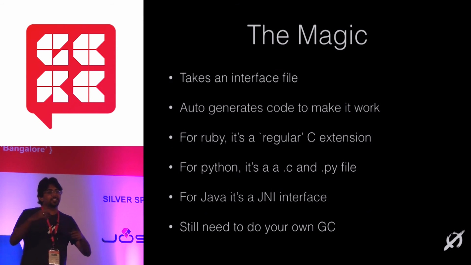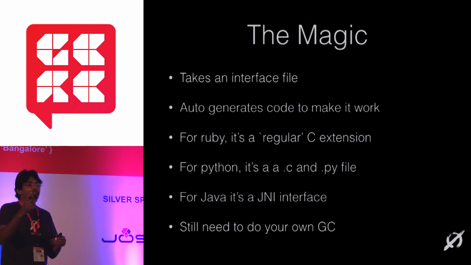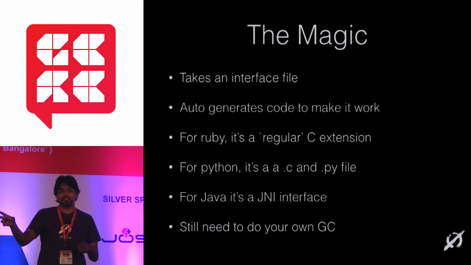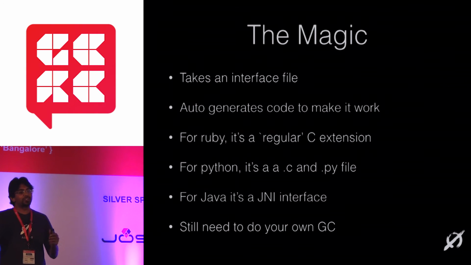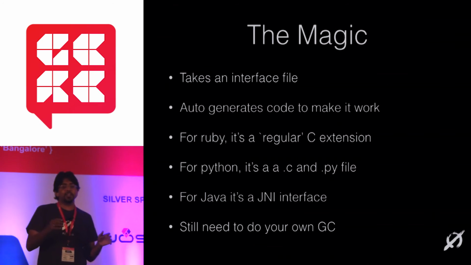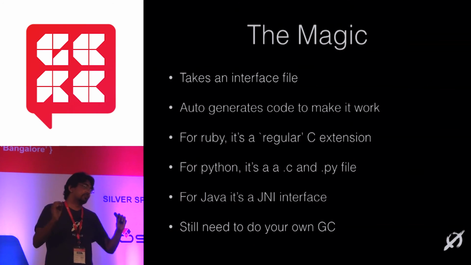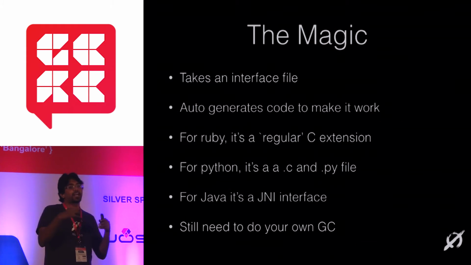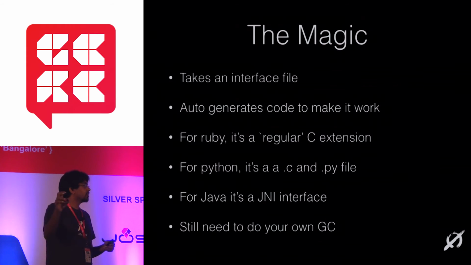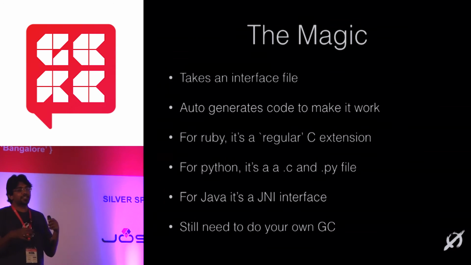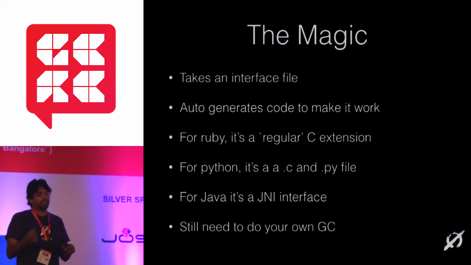What it basically is, it's an annotated header file, and it auto-generates code to make it work in your various languages. How it auto-generates that code depends on every single language. For Ruby, it builds a C extension. So maybe it won't work in JRuby, but for Ruby, it actually generates C code, which will call your library. For Python, it's actually a C and a .py file.